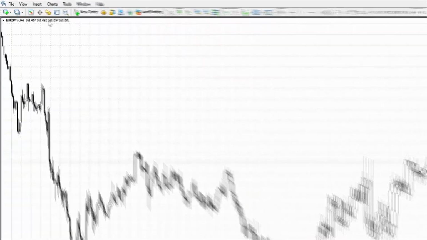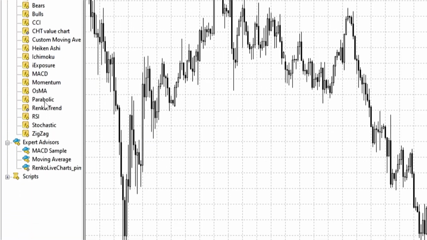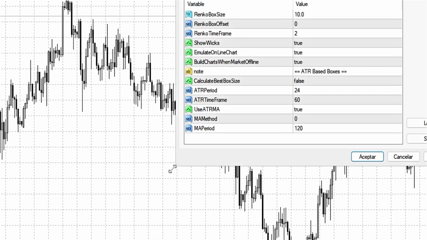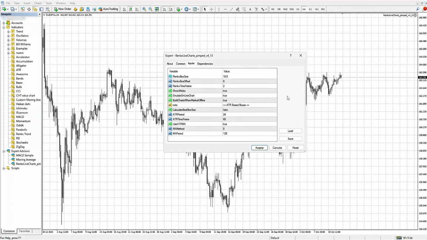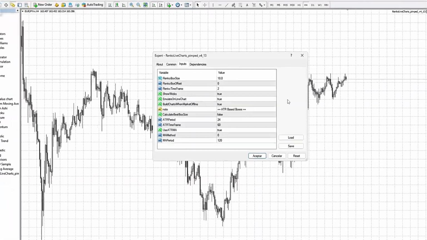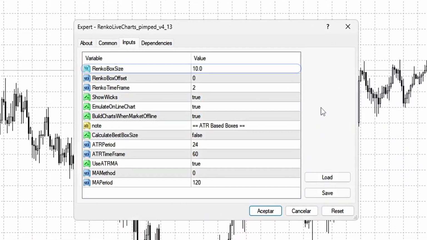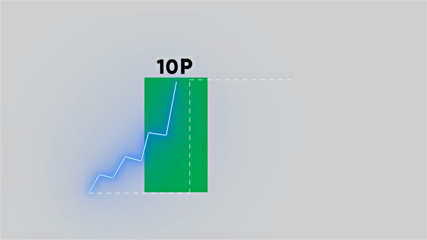Now, first we are going to load the Renko chart. For this, we look in the Expert Advisor section for the Renko Advisor and add it to the chart. In its parameters, we can configure it according to our needs. Mainly, we can choose between 2 ways to work with this type of chart. One is with fixed box size, which means that each Renko brick will have the same range of movement. For example, a new box is drawn only when the price moves at least 10 pips in any direction.